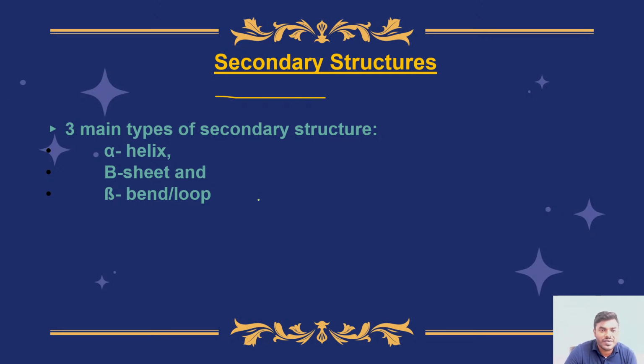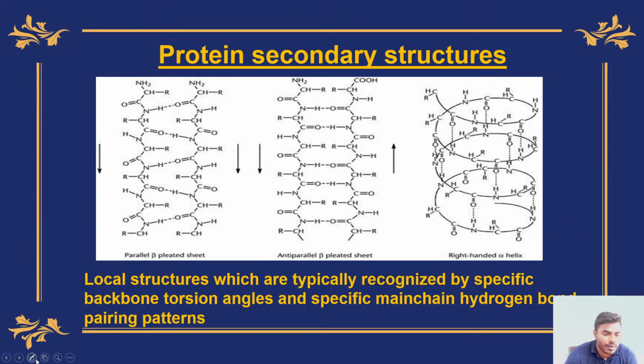When studying the secondary structures of protein, we understood the alpha helix, the beta sheets, as well as the beta bend or beta loop. Listen to me very carefully. I told you that in the case of an alpha helix, only a right-handed helix is possible. The left-handed helix is not at all possible, because of steric hindrance.